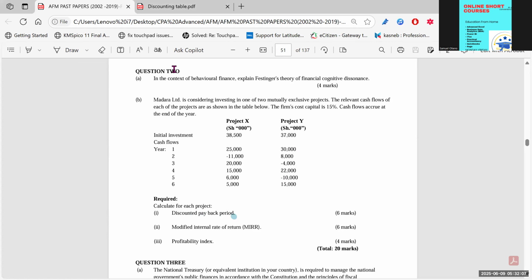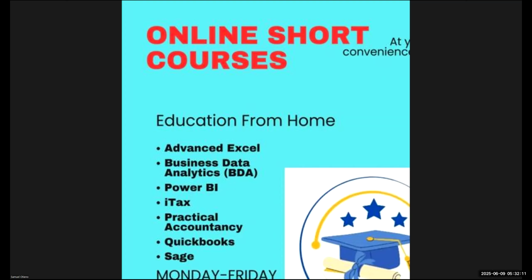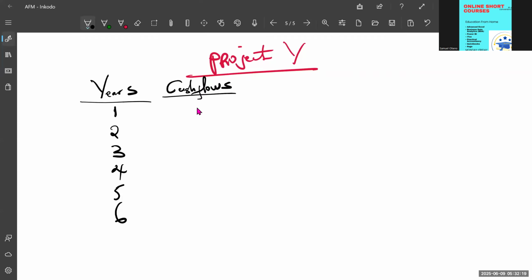So let us go ahead and do what we're supposed to do there. Let's now list the cash flows, and we've seen the cash flows there. If you can have access to that paper, it is AFM, sitting of May 2014, question number 2B under the CPA rules, Advanced Financial Management. So this is the first cash flow.